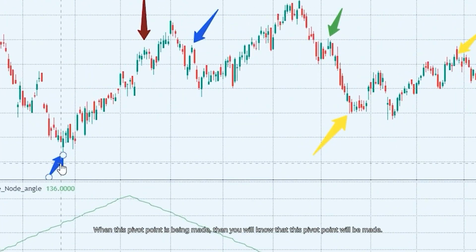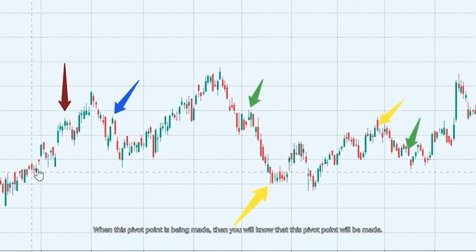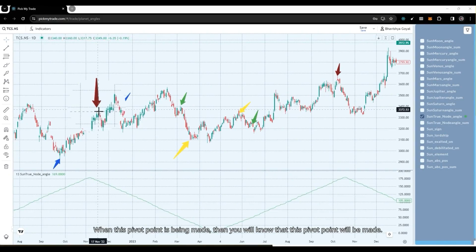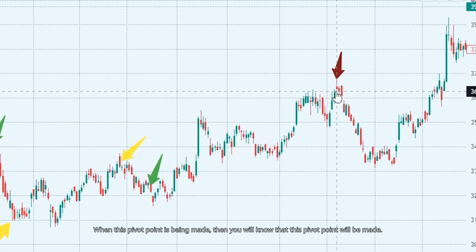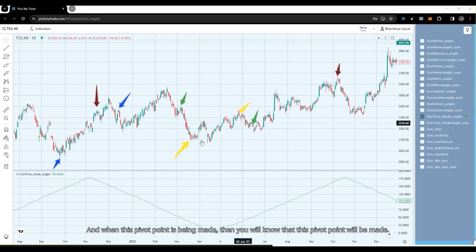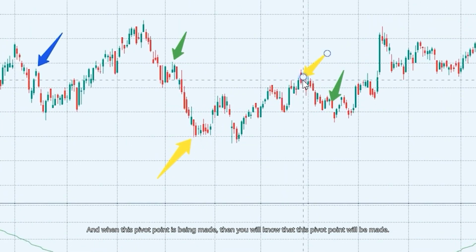When this pivot point is being made, then you will know that this pivot point will be made.